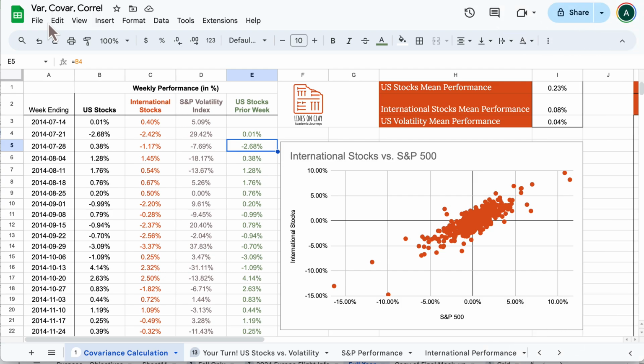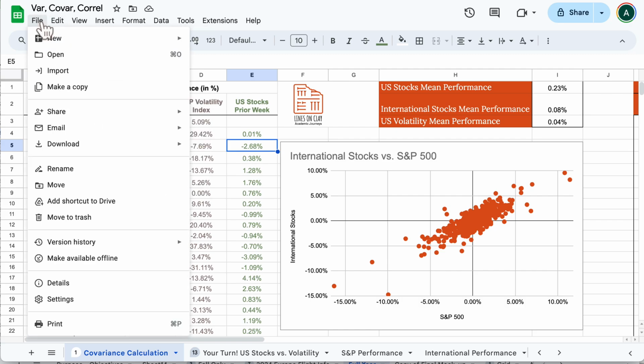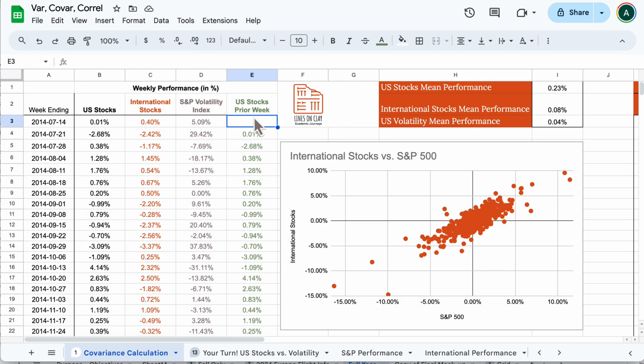Lines on Clay users, we're going to have you do an exercise very much like what we're about to show you. Head over to File, once you've clicked the link to this Google Sheet, make a copy, and then you'll be off and ready to go on your own.